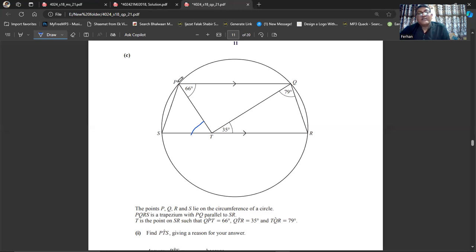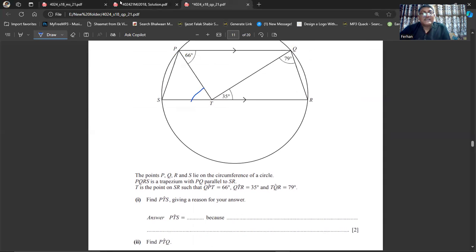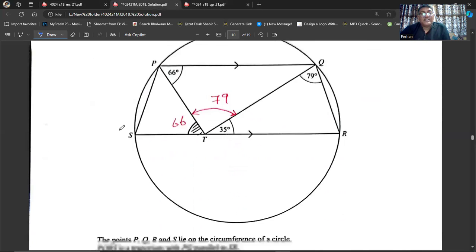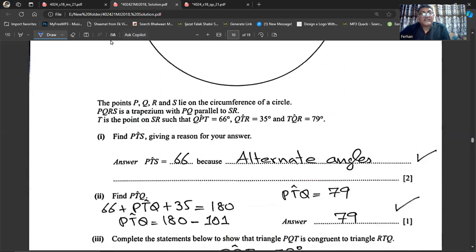So this angle is very simple. You can see these parallel symbols, and this line is the transversal line, and these angles will be alternate angles to each other. Why? Because they are on the left and the right of the transversal line. They are inside the parallel lines. So the angle PTS will be equal to how much? It will be 66 degrees, and the reason is they are alternate angles.